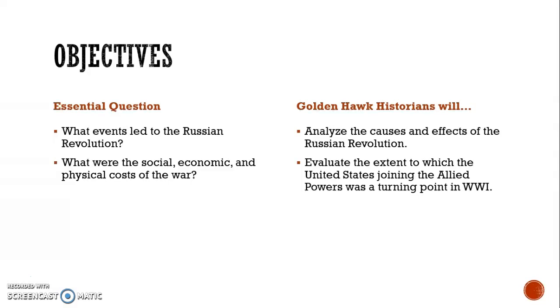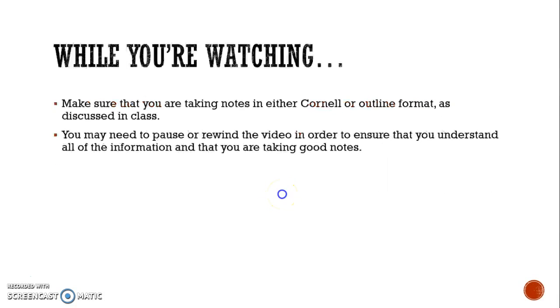The essential questions that we'll be addressing in this video are: what events led to the Russian Revolution? And what were the social, economic, and physical costs of the war? Historians will analyze the causes and effects of the Russian Revolution and evaluate the extent to which the United States joining the Allied powers was a turning point for World War I.